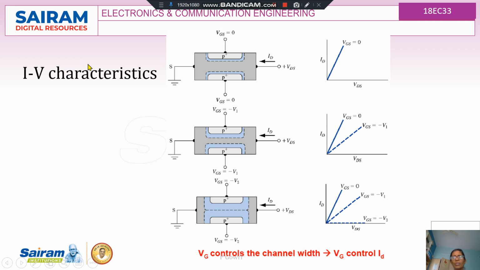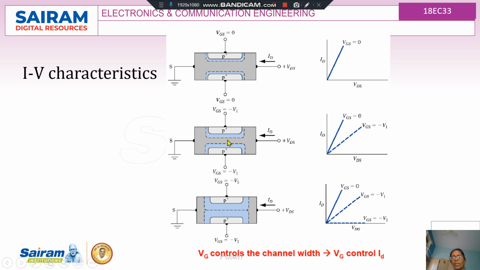Now if I increase my gate voltage, that is, reverse bias it: since it is an n-channel, the P material is my gate terminal, so to reverse bias it I give a negative voltage, VGS equal to minus V1. When I apply a reverse bias, the junction gets reverse biased, and due to the applied negative voltage the depletion region increases. The increase in the depletion region reduces the gap, and hence the channel width.